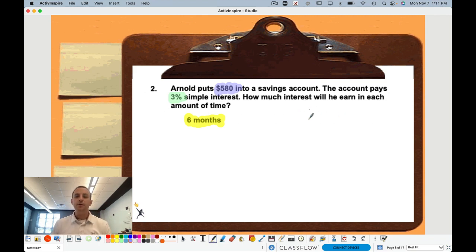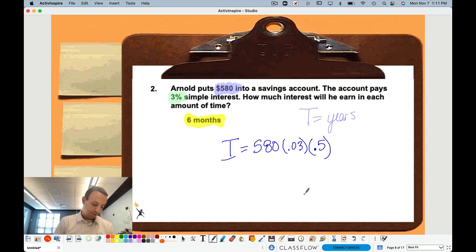So one of the things we remembered to talk about was time was always measured in years. I really was trying to catch you. So now when we do our problem, interest equals that $580 still, times our decimal equivalent, 0.03. But this time, instead of making it times 6, we're going to express this in years. So we're actually going to say it's times 0.5. He's only going to have 6 months. So when I put it into my calculator, it's 580 times that 0.03 times 0.5. We're going to find that he makes $8.70.